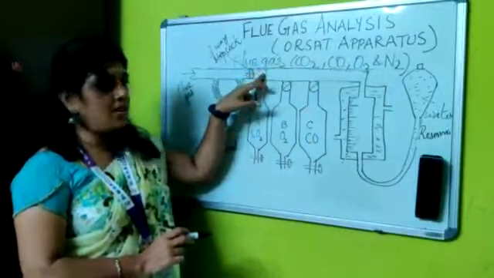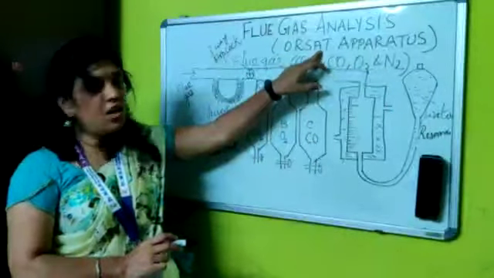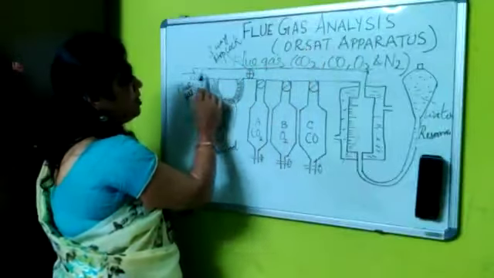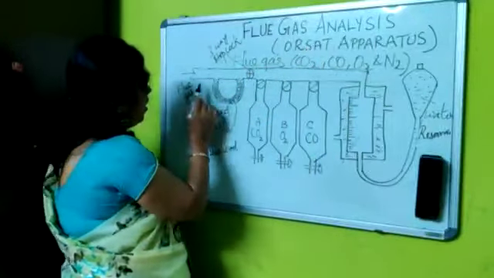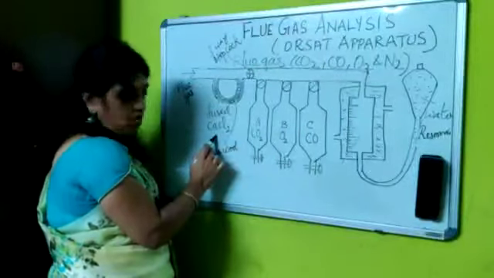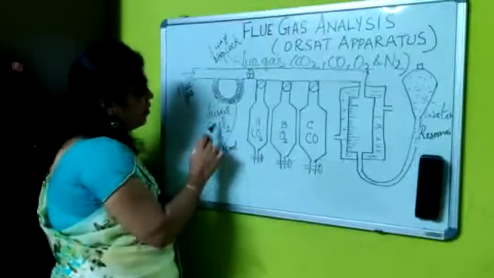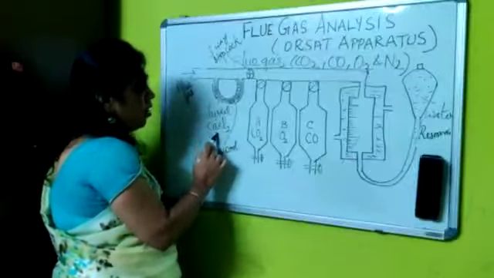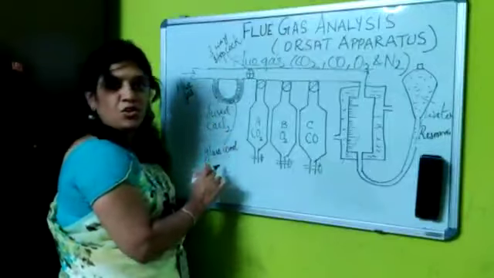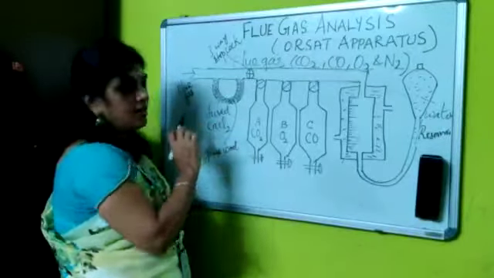So for this analysis we are going to use the RSET apparatus. Let me tell you what you mean by the RSET apparatus. This RSET apparatus consists of a long tube. One end of the tube is connected to a U tube which consists of fused calcium chloride and glass wool. Fused calcium chloride removes all the moisture present in the flue gas, and this glass wool is used to remove the carbon content present in the flue gas.